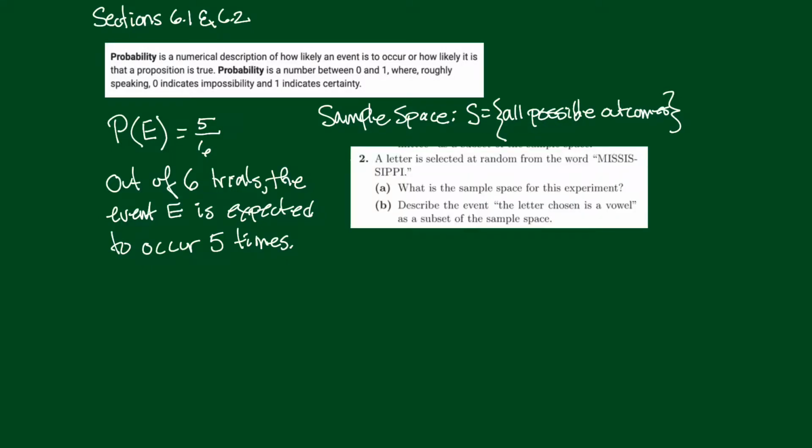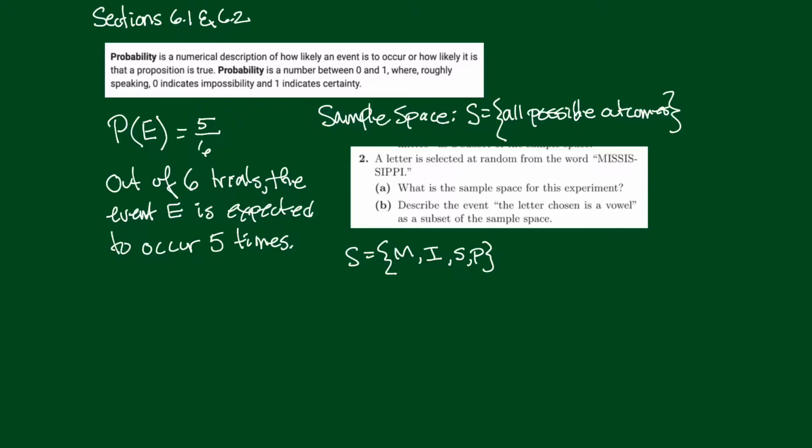Here's an example. This is problem number 2 from the problem set. It says, a letter is selected at random from the word Mississippi. So describe the sample space for this experiment. So I'm going to write this as S. I'll try. S is equal to, all right, this is the set of all the possible outcomes. So here's the word Mississippi. If you were just to randomly pick a letter out of here, what letters could you possibly get? You could get an M, you could get an I, you could get an S, and you can get a P.